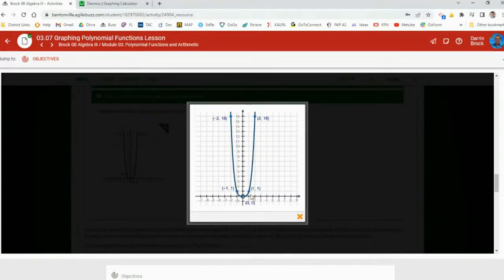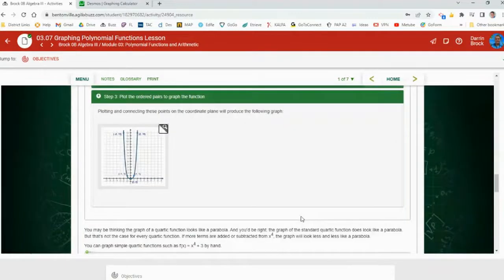X to the fourth is similar to x squared. X to the sixth would be like this also, but it'd be even a little bit wider. X to the eighth would be a little bit wider. Any even number is going to have the same overall shape, with just a few differences.